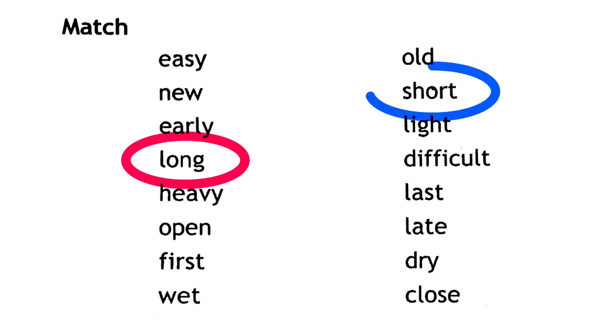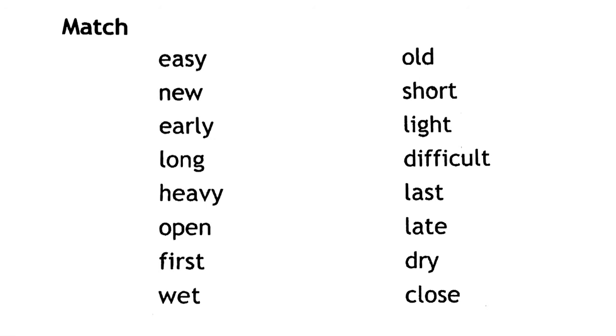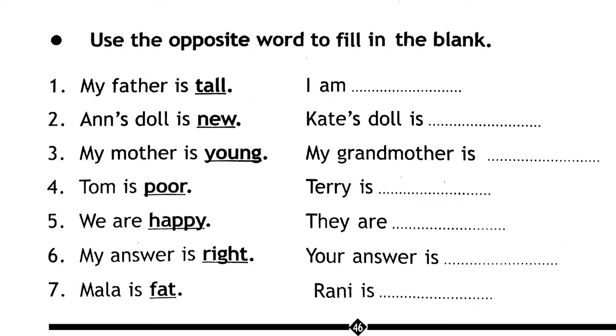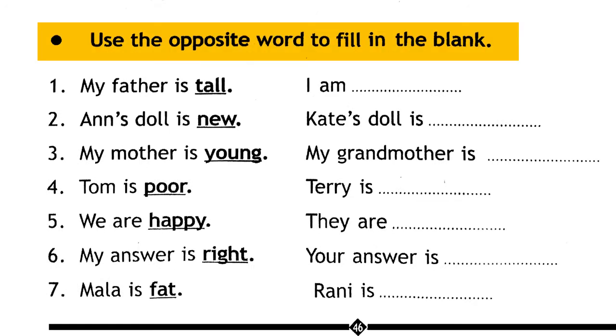It's short. Okay, so you can see, children, you have to learn this. No, you have to learn, otherwise you won't be able to do it. So the rest you can do on your own. If you have still not learned it, you can look at the words above and you can match it. Okay, right. Let's go to the next one. Use the opposite word to fill in the blank.